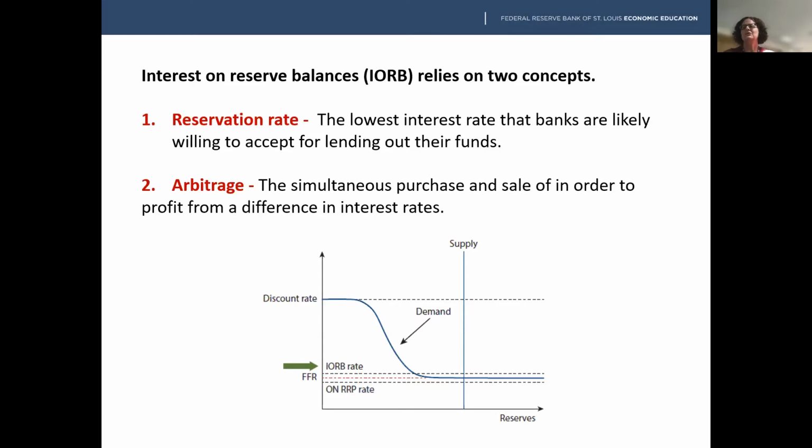That's the lowest interest rate that the bank's going to be able to get. If it has extra cash, what am I going to do with it? I can always park it at the Fed and earn the interest on reserve balance rate. So the interest on reserve balance rate is a reservation rate. Banks will never accept anything less than that.